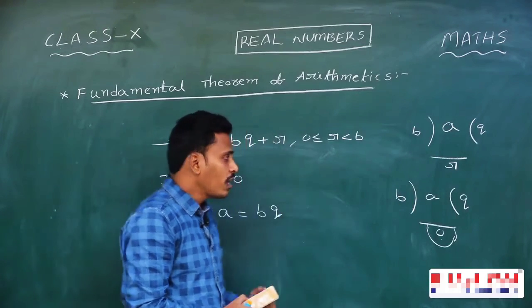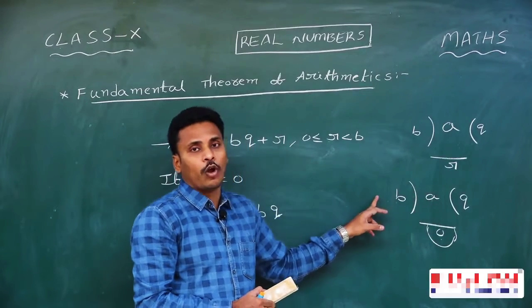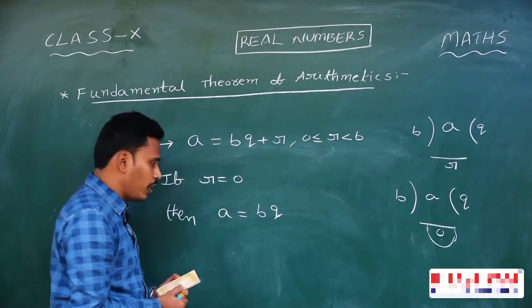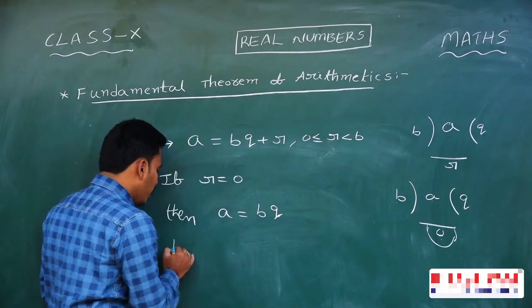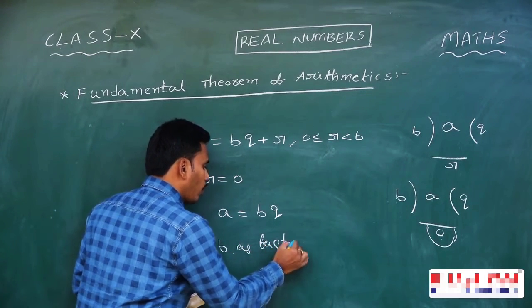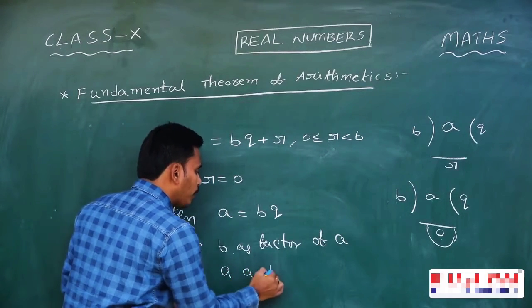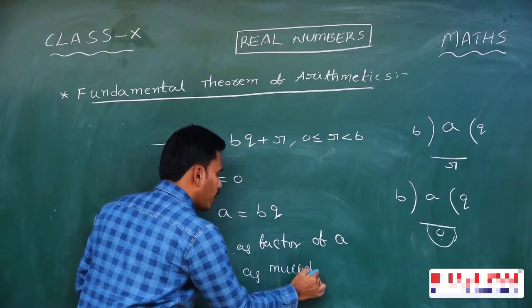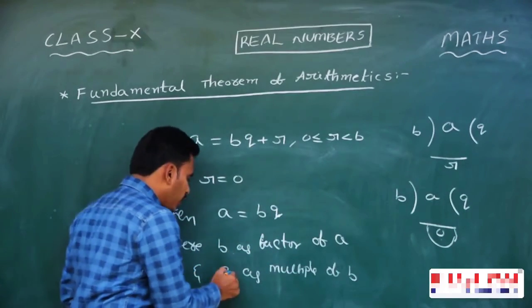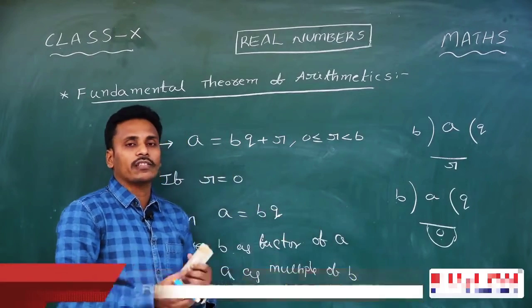In other words, we call b a factor of a and a a multiple of b. The same terminology we carry for a is equal to bq. So if a is equal to bq, here we call b a factor of a and a a multiple of b. a and b are related. How are they related? b is called the factor of a, whereas a is called the multiple of b, just from the division process if the remainder is equal to 0.